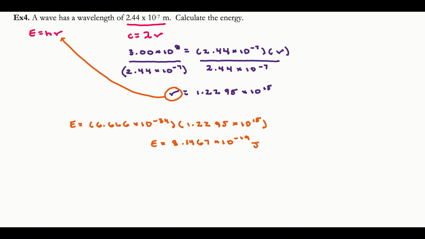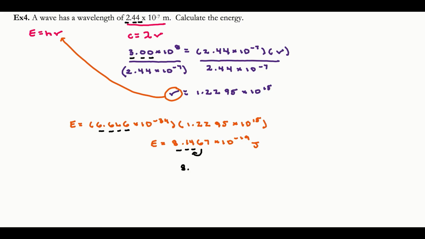Let's figure out sig figs. We need to go back to the original problem. So values that you used, I used 2.44, which has 3 sig figs. I used 3.00, which has 3 sig figs. And I used 6.626, which has 4 sig figs. Okay, so those are the 3 values I need to be looking at. So I need to have 3 sig figs in my final answer. 1, 2, 3. Here is going to be 8.15 times 10 to the negative 19. And my units are going to be joules.